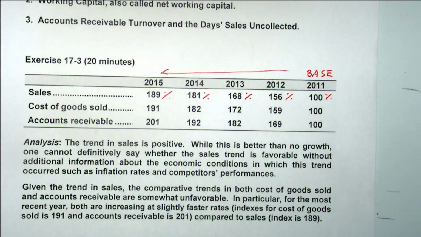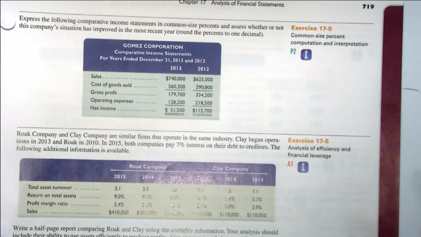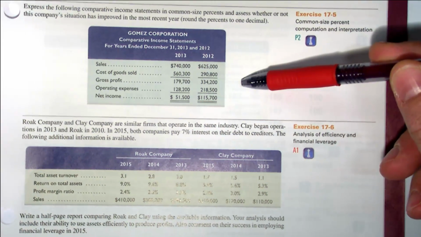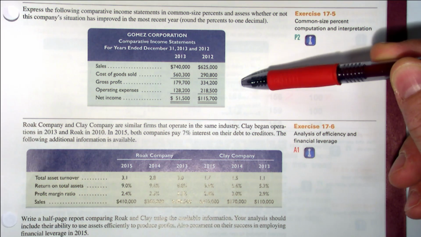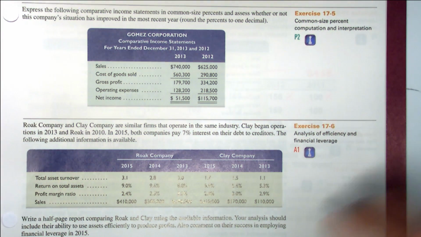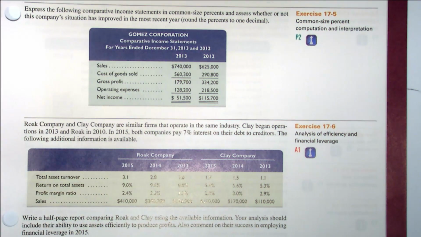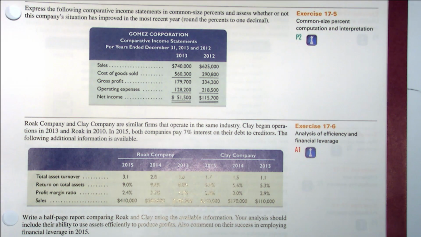Exercise 17.5, is that correct? Okay. Exercise 17.5 is right here, okay? Express the following comparative income statements in common size percents and assess whether or not this company's situation has improved in the most recent year. Round the percents to 1 decimal, okay? All right.